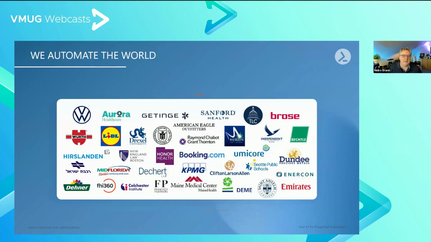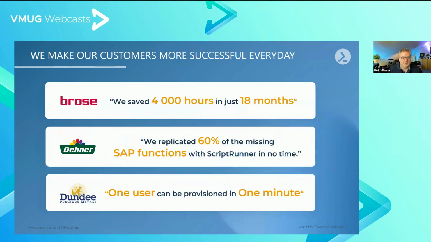And we have customers around the world where we help them to be more successful on a daily basis by automating all kinds of different tasks and processes. Here are a few examples. A customer will say 4,000 hours saved in just 18 months, where we help them to build functionalities in combination, in this case, for example, with SAP. And of course, also around processes like onboardings, provisionings, and things like that.